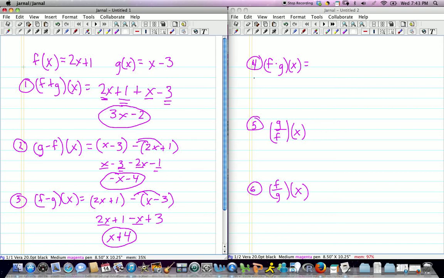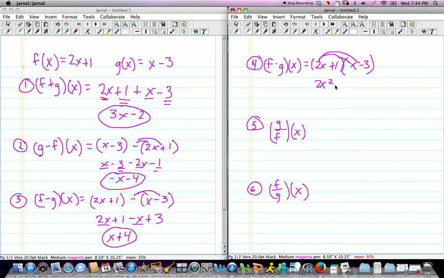Over here with number 4 we're going to switch gears, and this is going to be multiplication. So I'm going to once again write them in the correct order. So f comes first here, so I'm going to put parentheses. That's 2x plus 1, which is f, and then g is x minus 3. And now I'm going to use FOIL, or the distributive property, which you should know by now from Algebra 1 or Algebra 2. And I'm going to multiply the first terms together, so 2x times x is 2x squared. Multiply the outside terms, so 2x times negative 3 is negative 6x. Multiply the inner terms and I get 1x. And then multiply the last terms and I get minus 3.